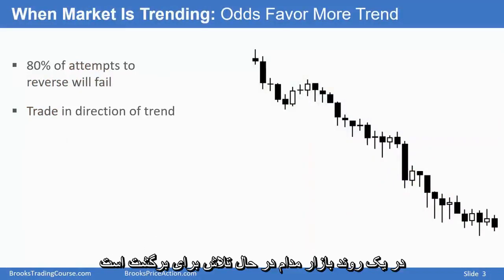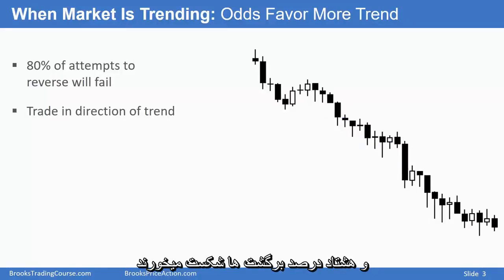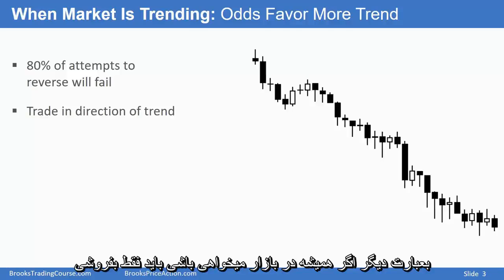In a trend, the market's constantly trying to reverse, and 80% of the reversals will fail. So you should only trade in the direction of the trend. If you had to be in the market this entire time, in other words, if you were always in the market, it's an easy choice. You should only be short.